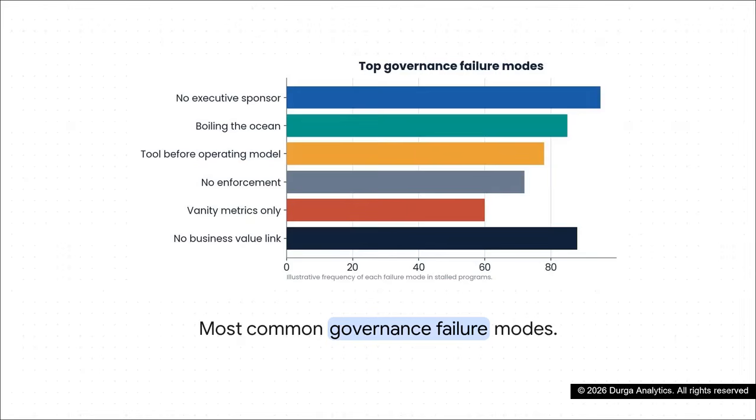When we look at the actual data behind these failures, two massive traps instantly jump to the top of the frequency list. The absolute biggest one, having no executive sponsor. Without a sponsor, the program has zero real authority. It just stalls at the very first sign of resistance from the business. The second massive failure is having no business value link. This happens when you're just doing governance for governance's sake, which, let me tell you, is the absolute fastest way to lose your funding.